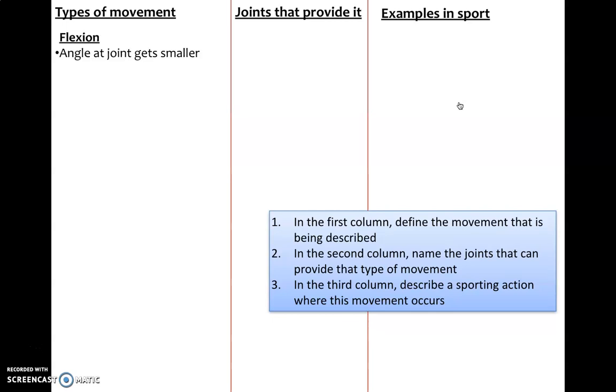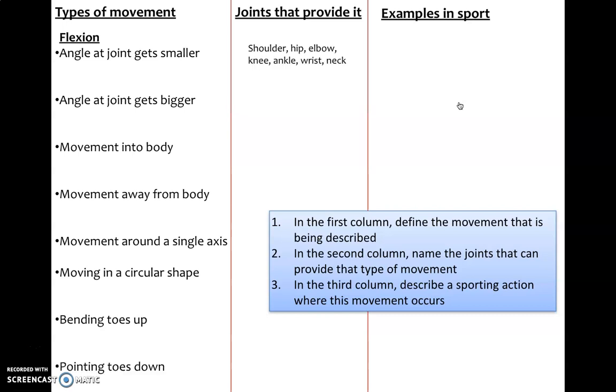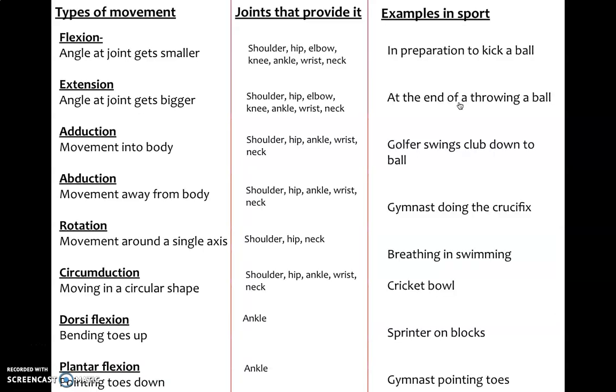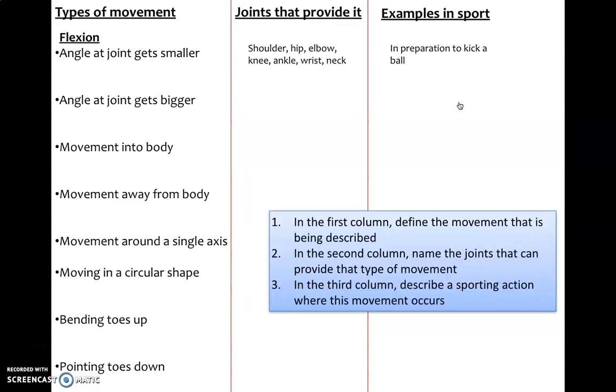So let's look at flexion. They've given you the first one. Then can you name the rest of the types of movement from their description? Can you then give them the joints that provide it and an example in sport? If you pause it now and have a go, and then once you've done, you can check your answers. So pause it now, have a go.